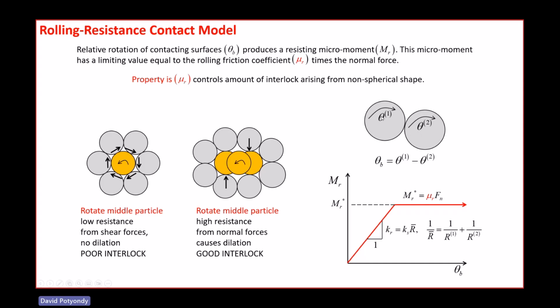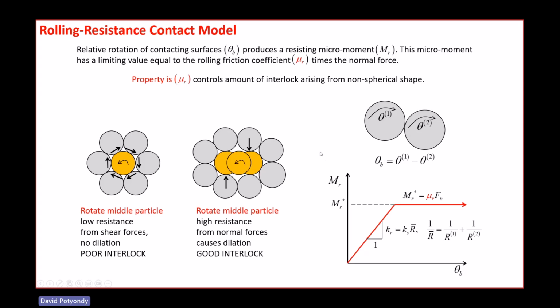And so if there's a difference in relative rotation, what they say is there's going to be a micro moment to resist that change of relative rotation. So this is how that micro moment is related to the rotation. There's a concept of a rolling resistance stiffness. So as I make a relative rotation difference, let's say this guy doesn't rotate and this guy is forced to spin. What's going to happen is there's a moment resistance that builds up and then it reaches a limiting value. And that limiting value is related to what they call the rolling resistance friction coefficient and the normal force.